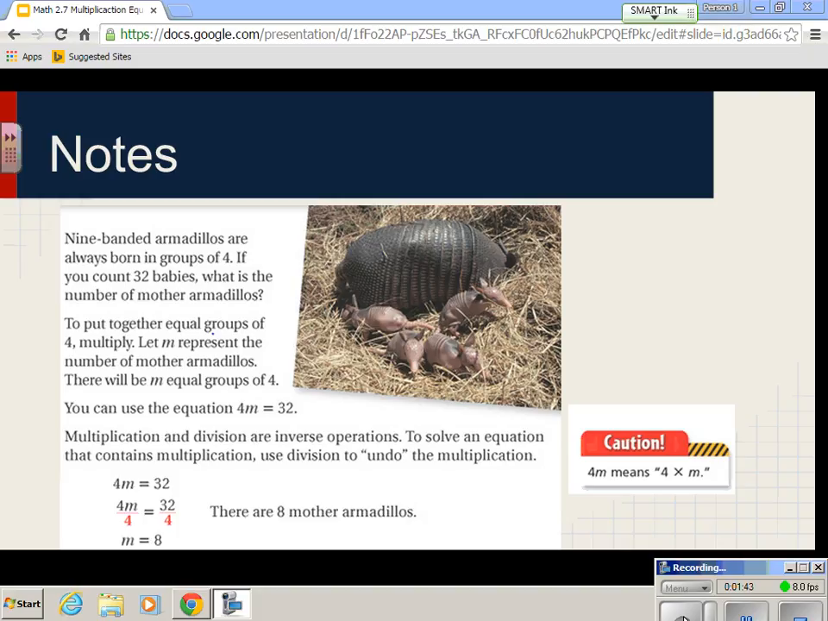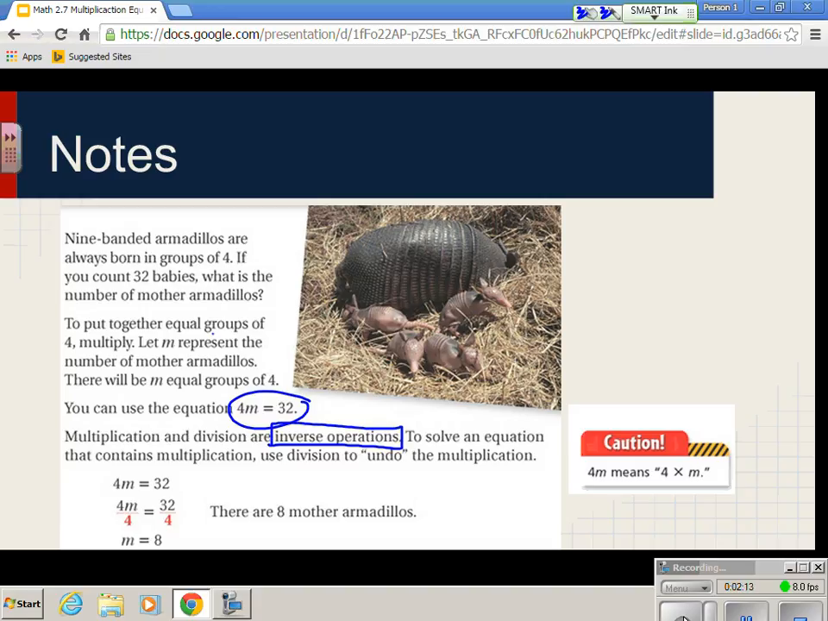You could put together equal groups of 4 and then multiply. And what you could do is you can let M represent the mothers for the armadillos and just see what is 4 times M. Well, 4 times M is going to equal 32. That's your equation. Now again, we're using that same process we've used with inverse operations, but today we're going to a new operation, new being multiplication.